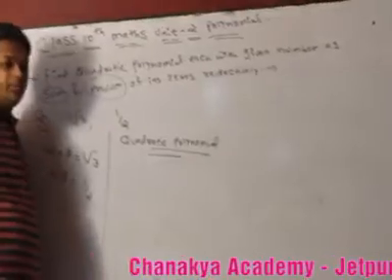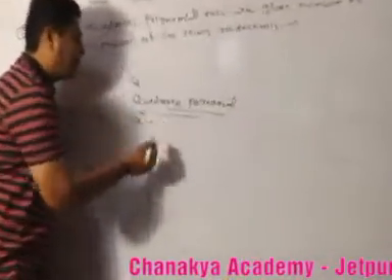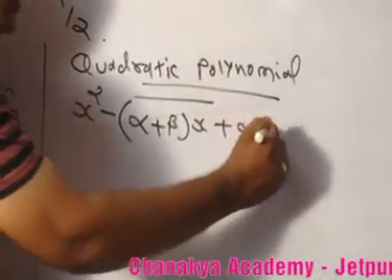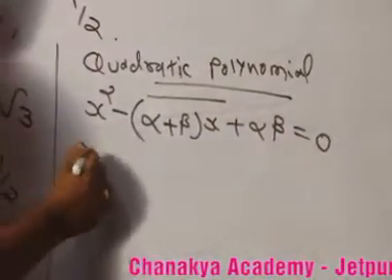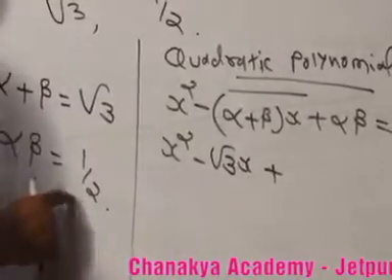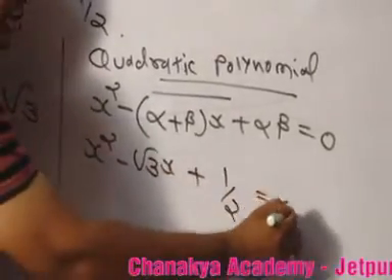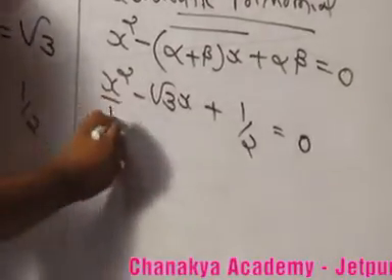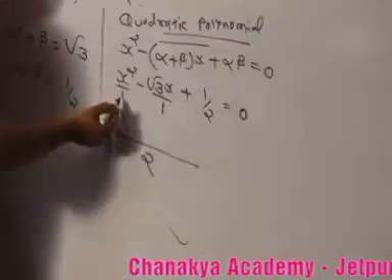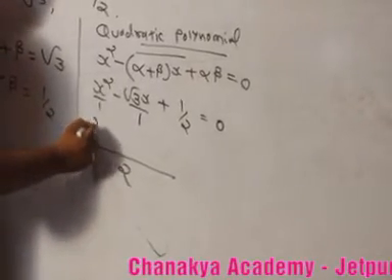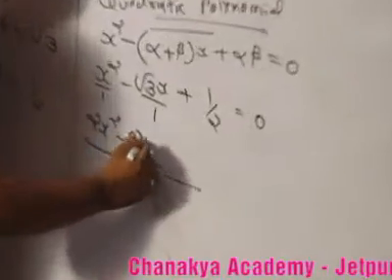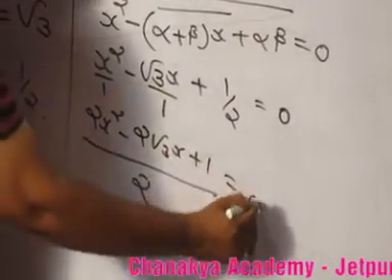It is very important to remember this form: x square minus (alpha plus beta) x plus alpha beta equals 0. Here x square minus root 3 x plus 1 by 2, we have just substituted the values. Now taking LCM, LCM is 2. Multiplying x square with 2 gives 2x square, multiplying root 3 x with 2 gives 2 root 3 x, plus 1 equals 0.